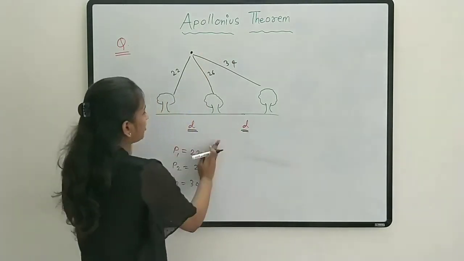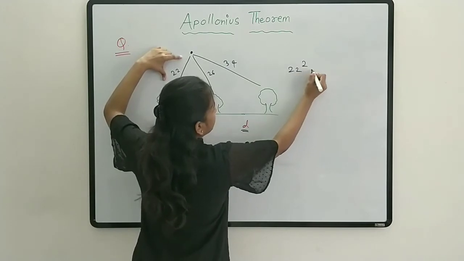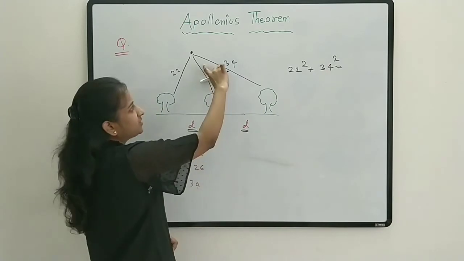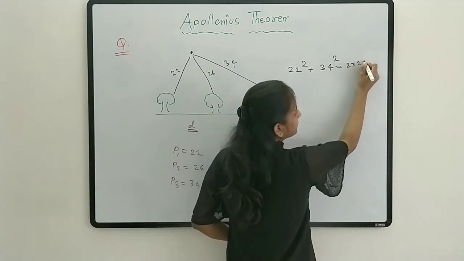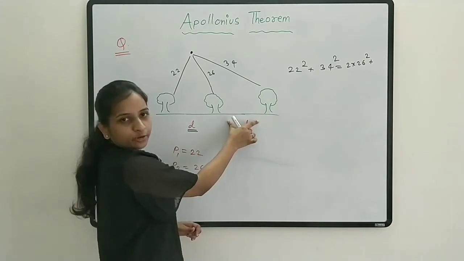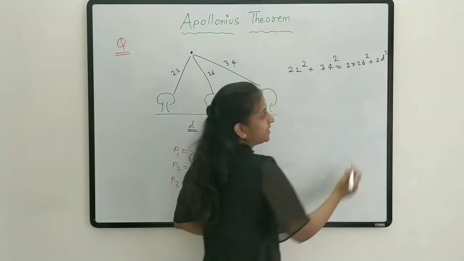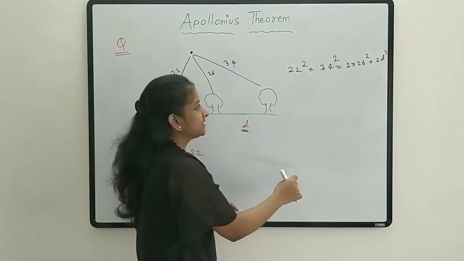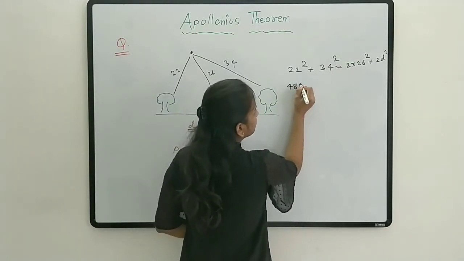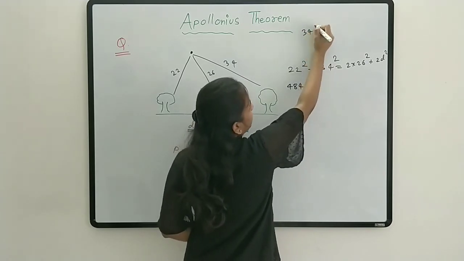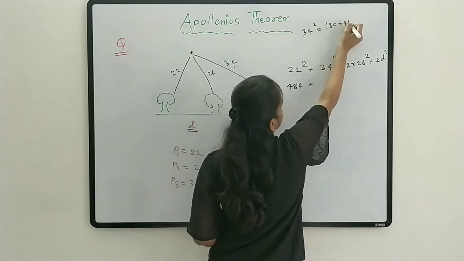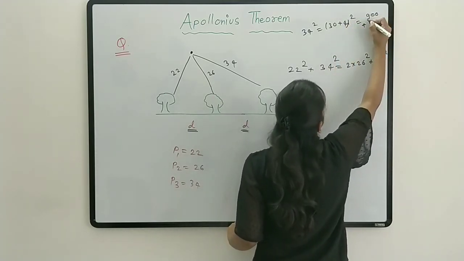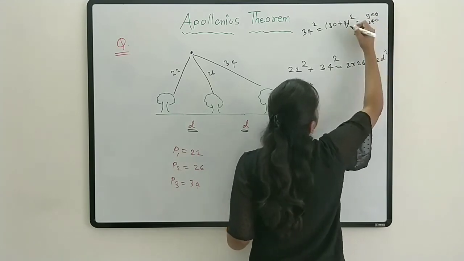So according to Apollonius theorem, 22 square, this side square plus this side square, 34 square is equal to twice the median square, 2 into 26 square plus 2 into d square. Fine. When we solve this, we will get the value of d. Let's quickly solve this. 22 square is 484 plus 34 square. 34 square means 30 plus 4 square. So this is 900, a square plus 2ab, it is 120 into 2, 240, plus b square 16.